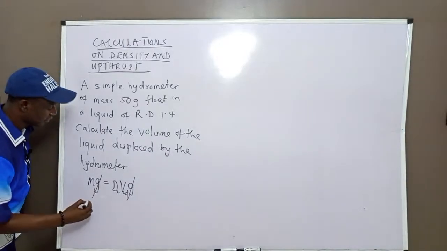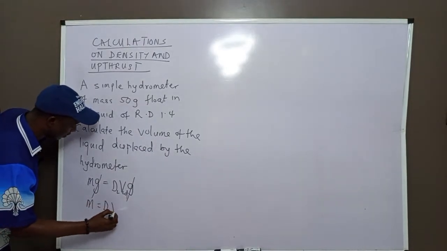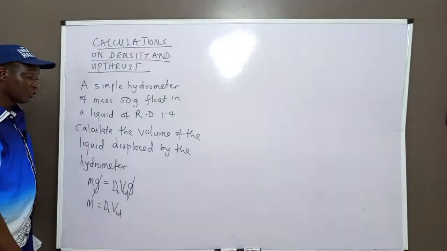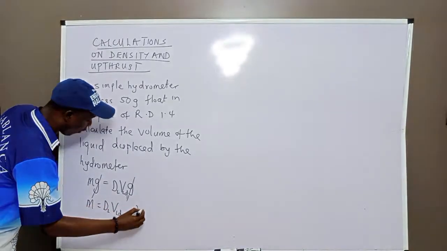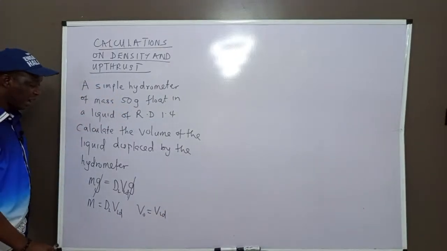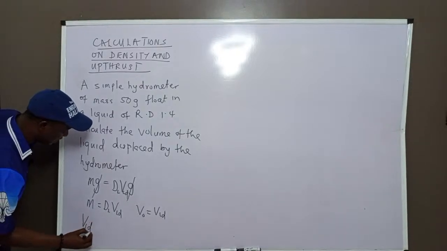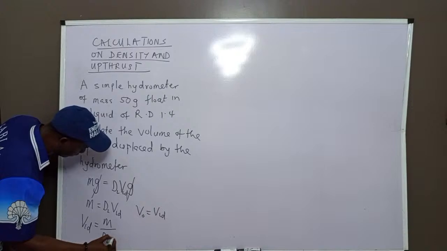What do we have? We can have mass of the hydrometer equal to density of the liquid and volume of the liquid displaced. Now don't forget that volume of liquid displaced is equal to volume of the object when it is totally immersed. Go and watch all the video part 1, part 2 of our live videos on my page. So the volume of liquid displaced is equal to mass over density of liquid.